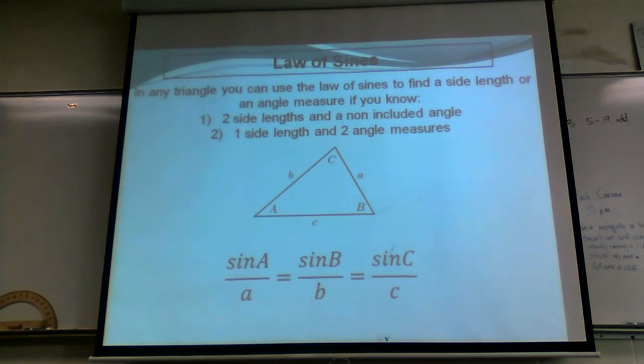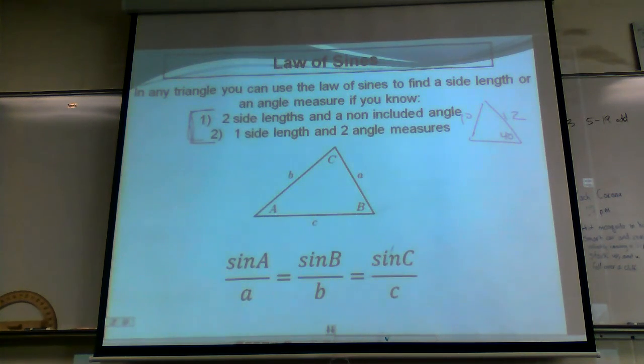But if I don't know it's a right triangle, and I just have a triangle and I'm asking you to find either a side length or an angle measure, and I have one of these two situations come up: two side lengths and a non-included angle. Non-included means it's not the angle right between the two sides. So a non-included angle would be like if I gave you this side and this angle. Or if you've got two angle measures and just one side length. For most of these cases I would ask you to find another side length or another angle measure, just like with the past problem. But the law of sines basically becomes one big proportion.